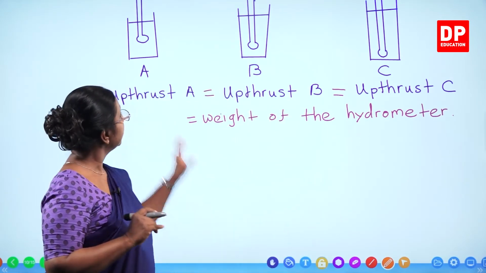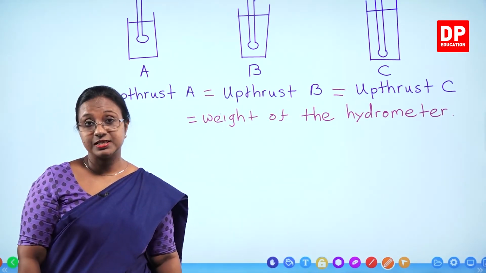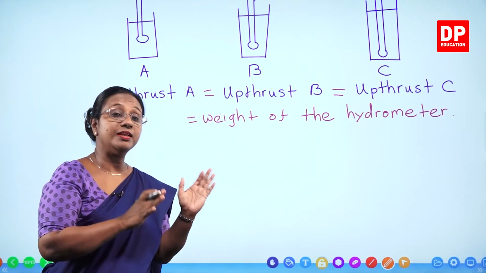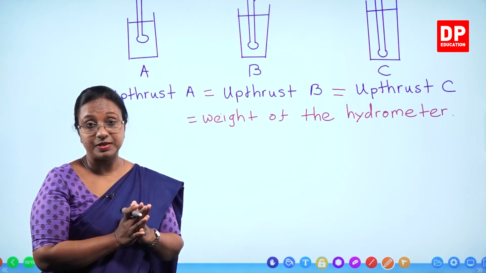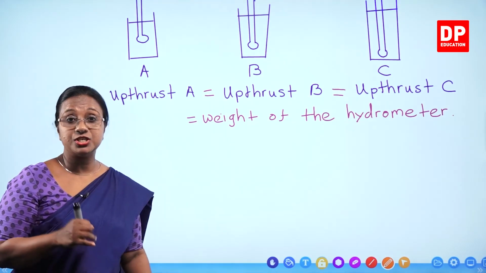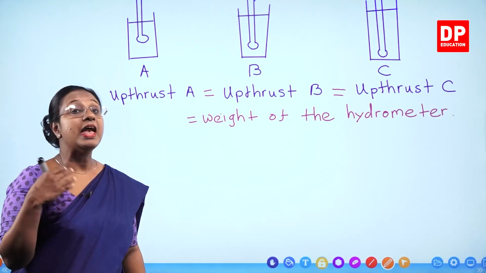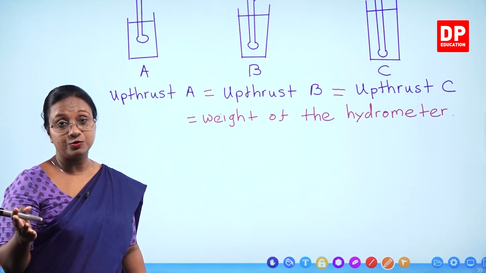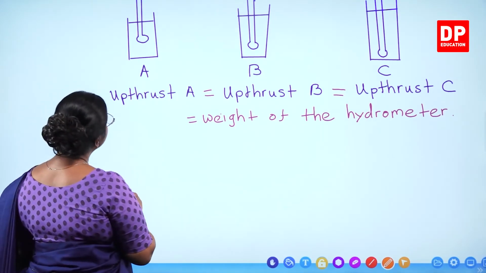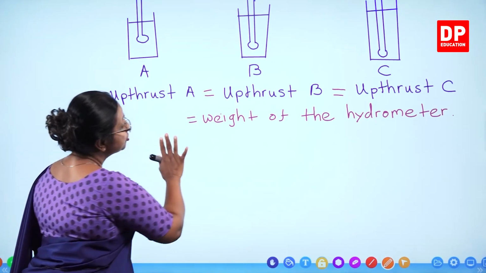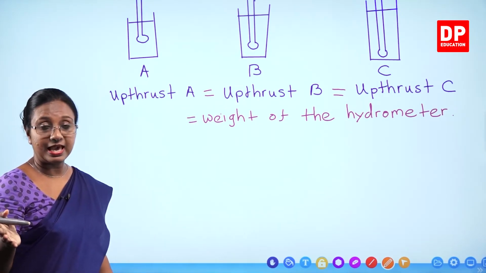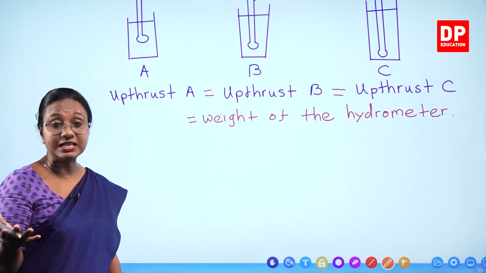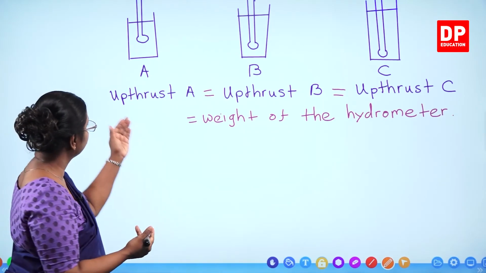So then, why are they floating in different ways? That depends on the density of the fluid. That is how we relate it with the Archimedes principle. The hydrometer has a relationship to the Archimedes principle, and we are able to use it to measure the density of liquids and solutions. We'll see how. Now let's say upthrust is equal, so the weight of the hydrometer is the same. So that means the weight of the fluid that has been displaced has to be equal to the upthrust.